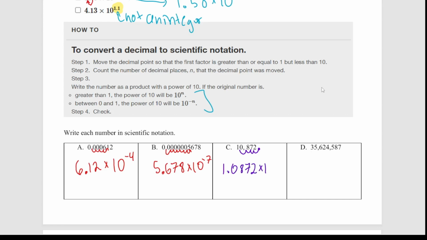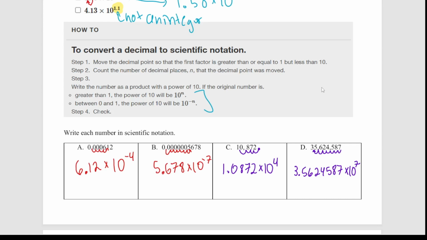1.0872 times 10 to the positive 4 this time, because we're making the number bigger. For the next one, we'd be moving over 1, 2, 3, 4, 5, 6, 7 places. So we'd have 3.562457 times 10 to, I think it said 7 places there, because we're again making the number bigger.